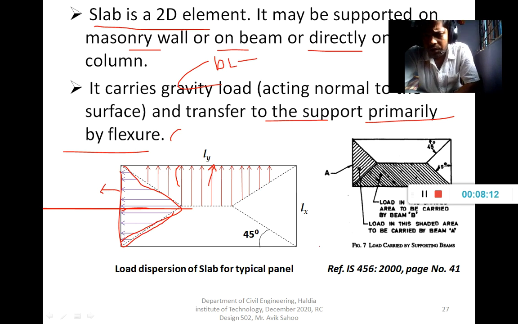So this load dispersion angle is given. In this way the load is dispersed; it is given in IS 456 page 41. Here how the load is dispersed and how the load is transferred to the support is shown in figure 7 on page number 41.